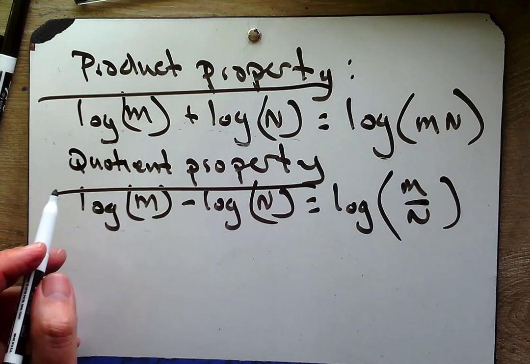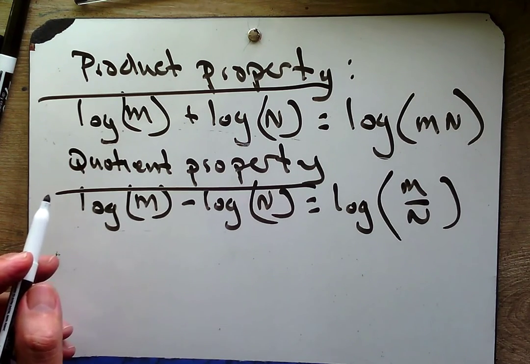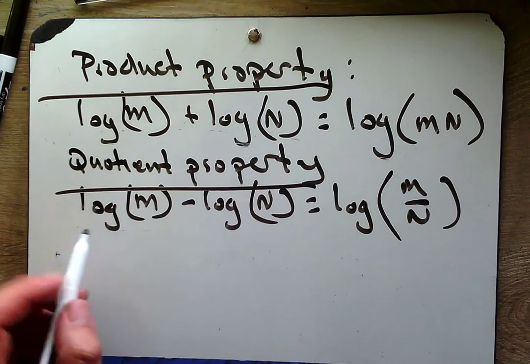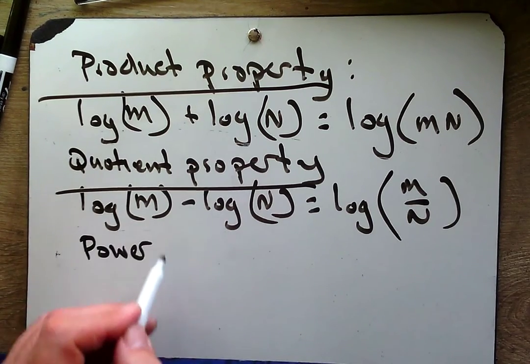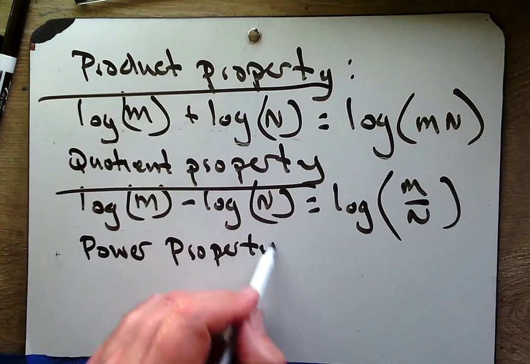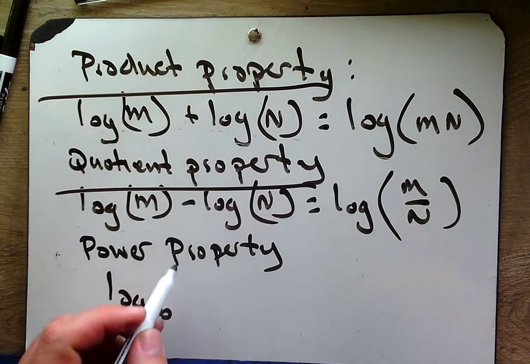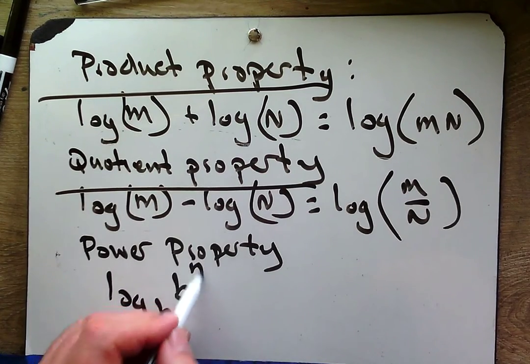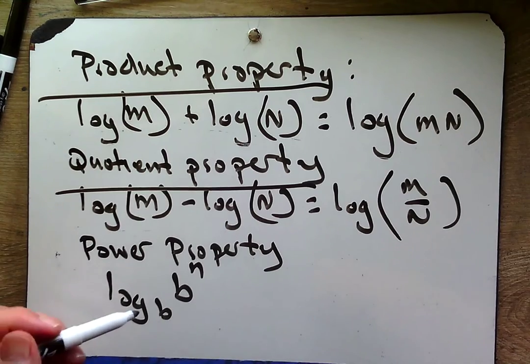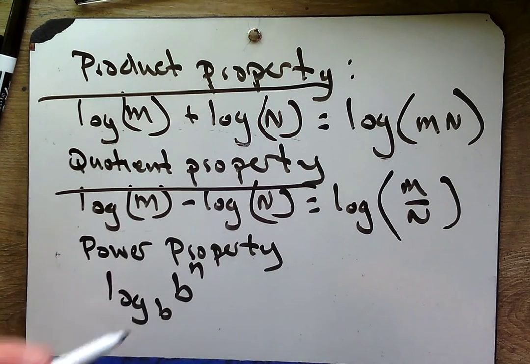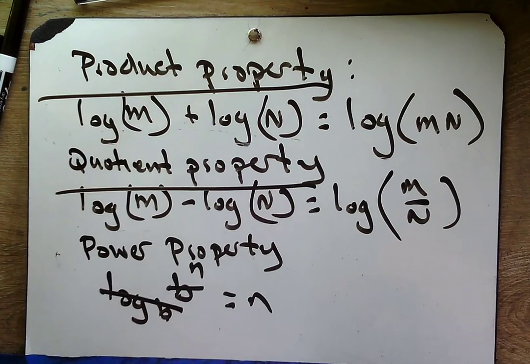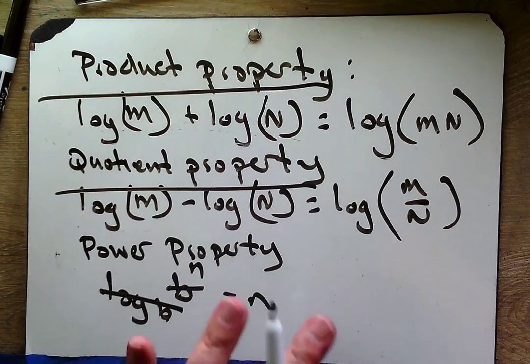Okay, the last one that we have is one that we've kind of already seen. And this last one is the power property. Okay, so if I have something like log base b of b to the n. Remember, earlier in this video and in the last video, we said when we had log base b of b raised to some power, that exponential and that log would undo each other, and I'd have n. Okay? That's where we've been.